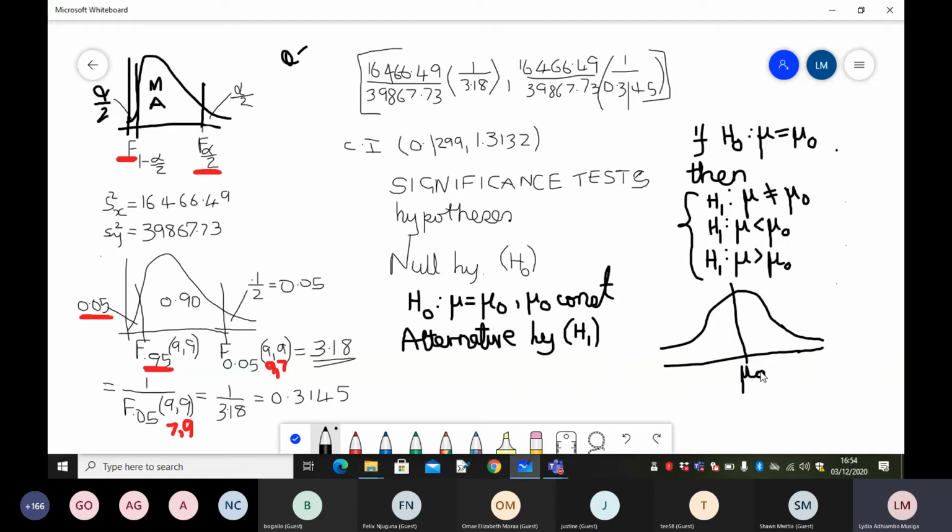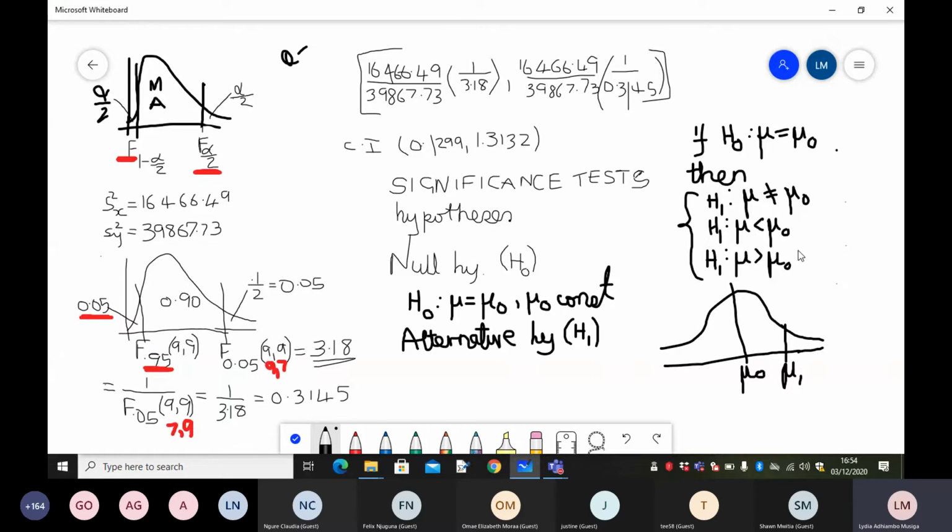Now, if the mean is greater than mu naught, then the mean is to the right. It could have a value, let's just give it a value of mu1. Now, I'm looking at the third alternative, mu greater than mu naught. And so that's why I've put mu1 to the right of mu naught.